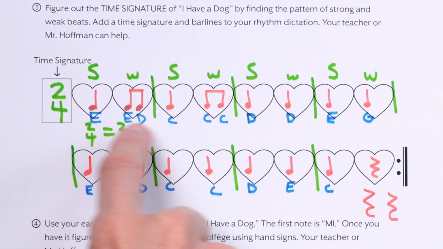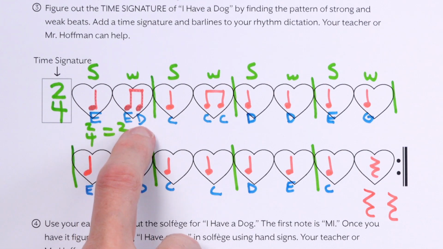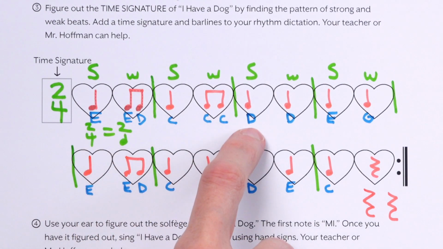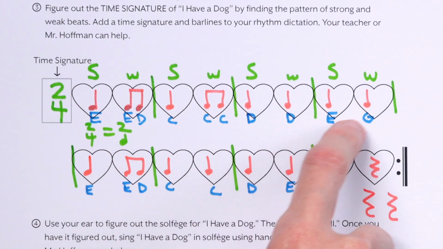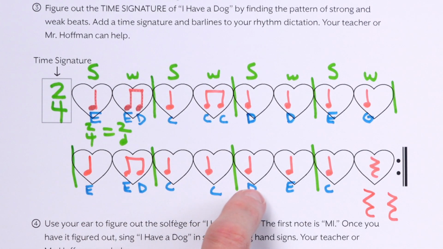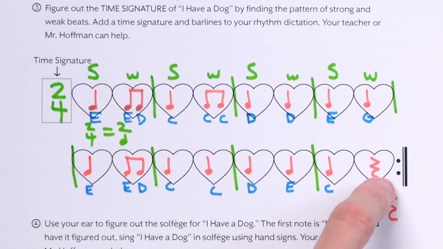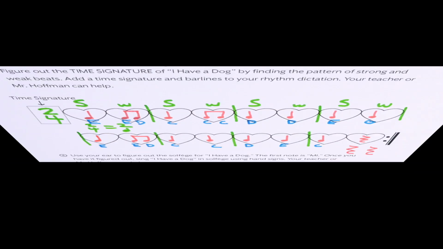Here's the correct answer for the letter names. Will you check your answers? We have E, E, D, C, C, C, D, D, E, G, E, E, D, C, C, D, E, C, rest. Then it repeats and that gives us verse 2. Pause the video if you need to fix anything, otherwise let's go on.